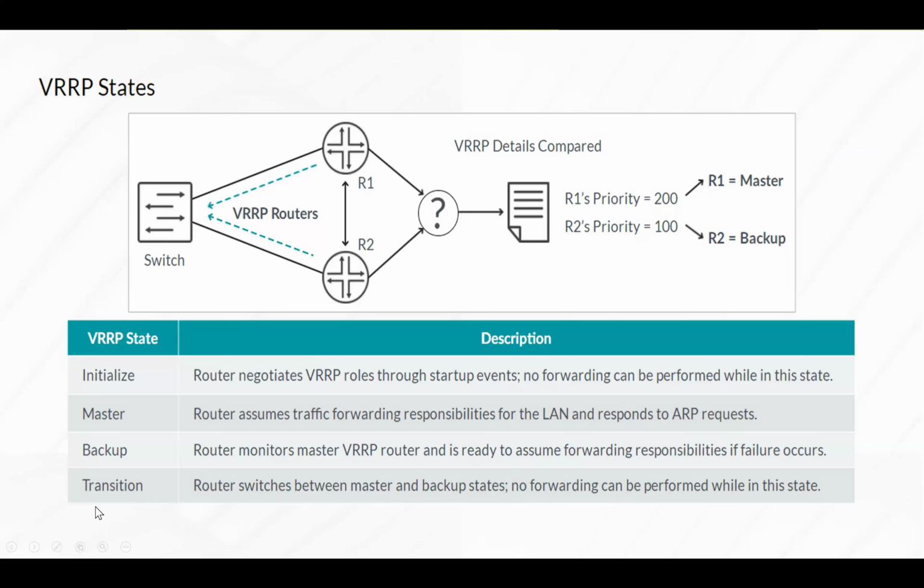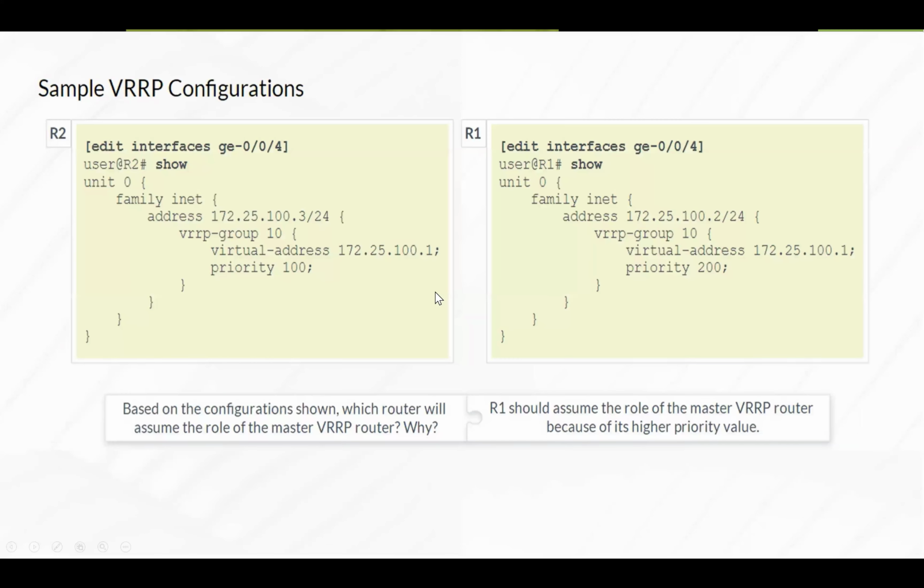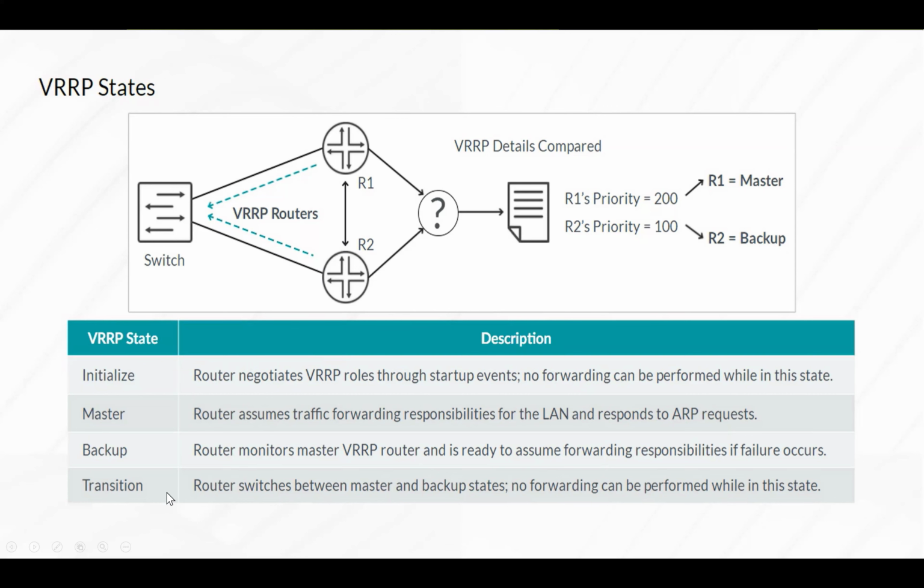And the last state is the transition state. The router switches between master and backup state. When one router goes down, the mastership will switch over to another router. This is the transition state. When the master router comes back up, the backup router transfers the master role back to the master router. So this is also the transition state. In the initialization and transition states, no packets will be forwarded.